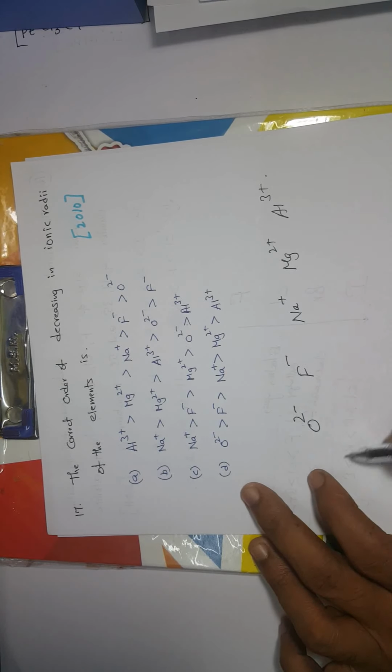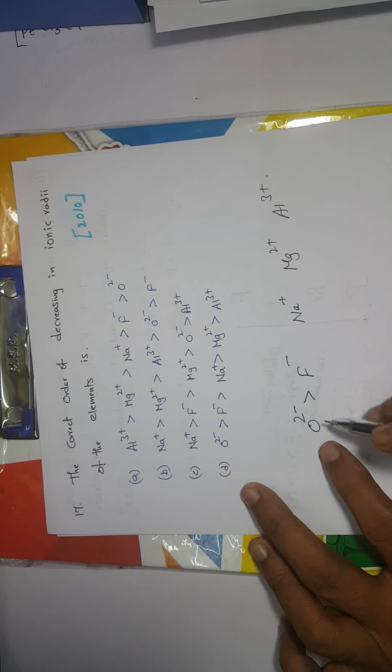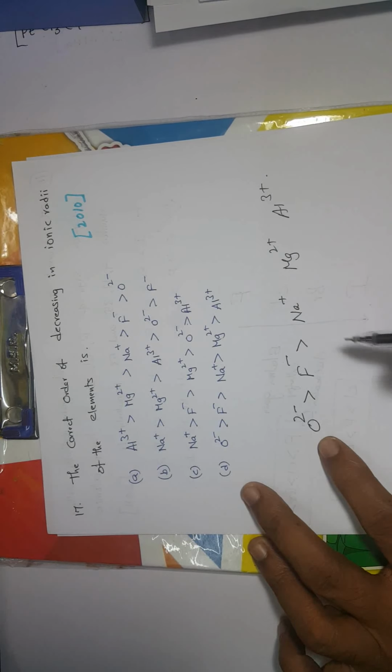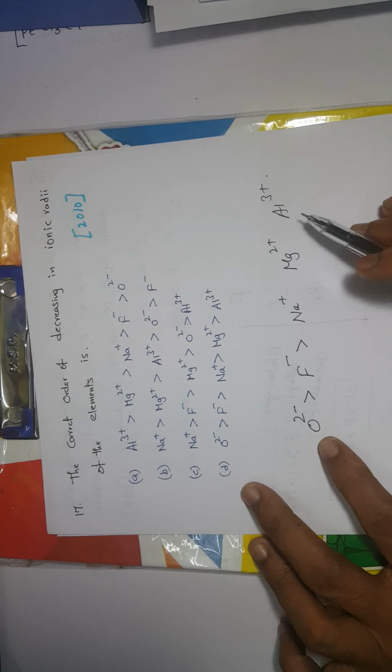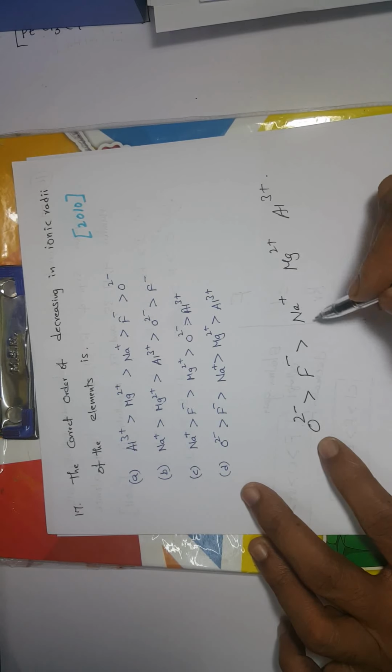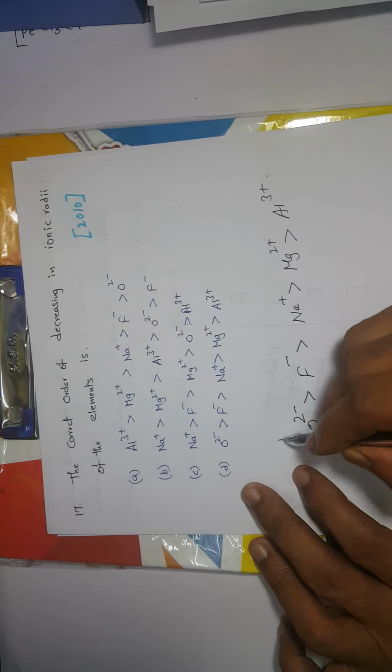See there, anions come first, because in the case of anions, the more the negative charge, the bigger the size. Then in the case of cations, the more the charge, the smaller the size. So the smaller the charge, the bigger the size. This is the order.